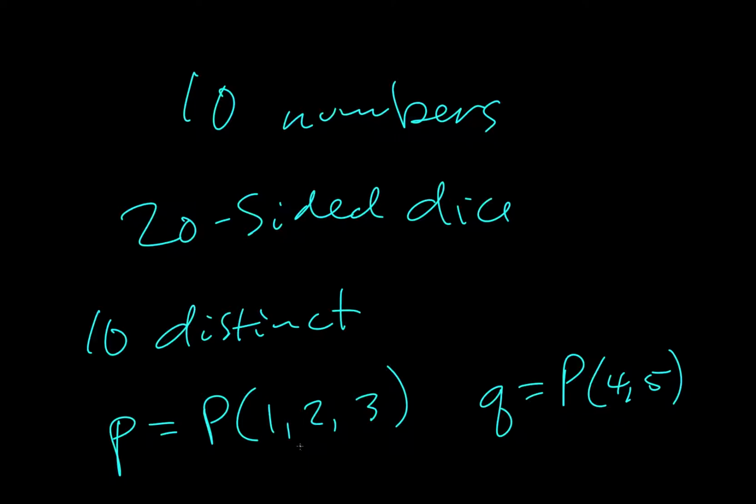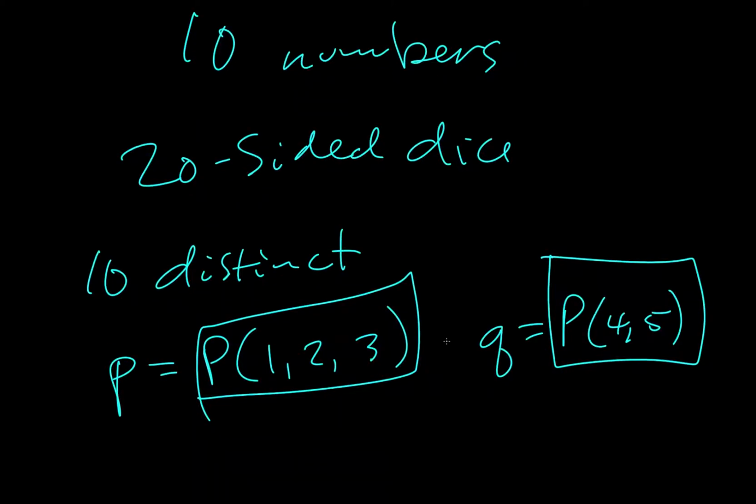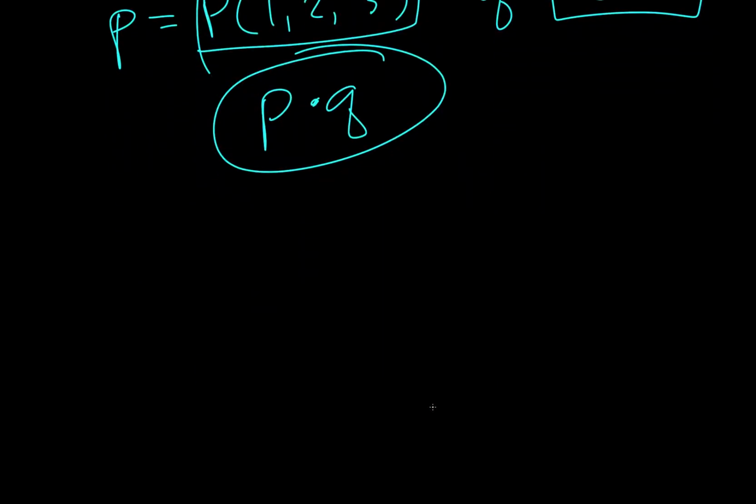Well, all we have to do is, if we want the probability of this to occur and the probability of this to occur, the overall probability is just going to be P times Q. Okay? Let's see. Let's move on to one more.